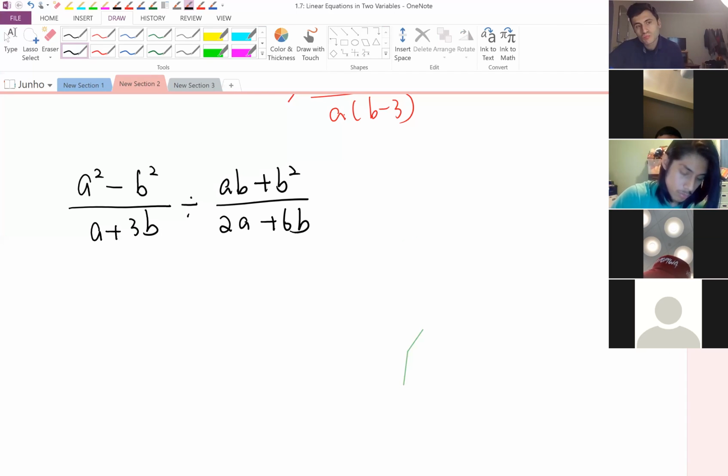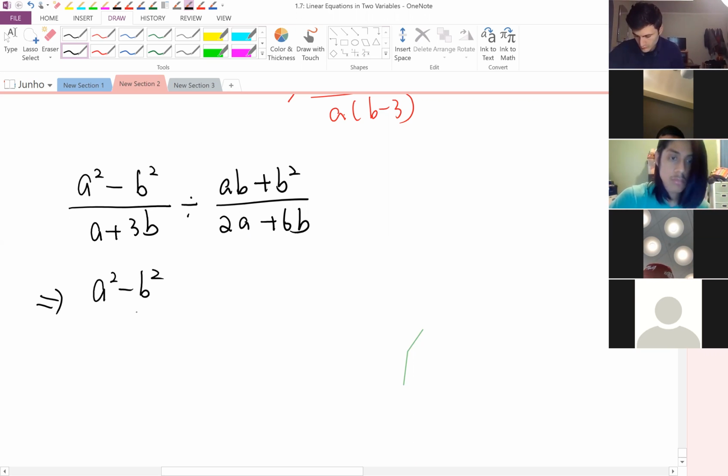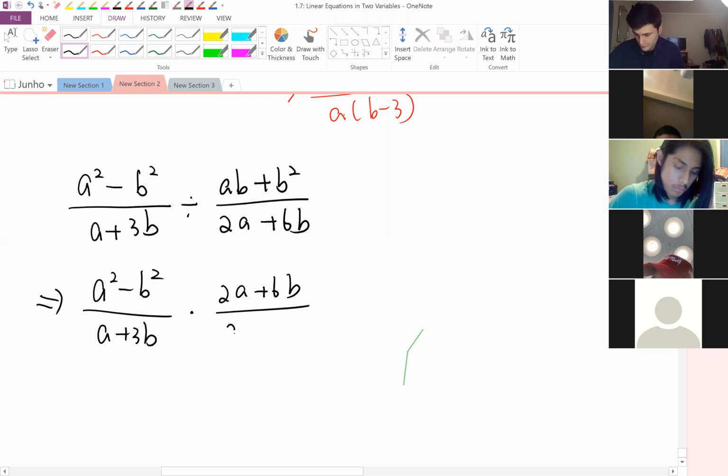First, we do the same thing like we did in the previous one. So if we transform the problem to multiplication, it becomes A square minus B square over A plus 3B, and then 2A plus 6B over AB plus B square.